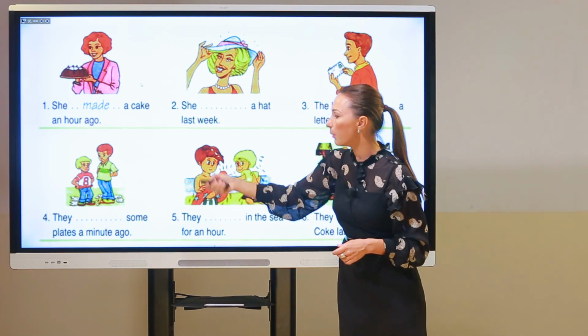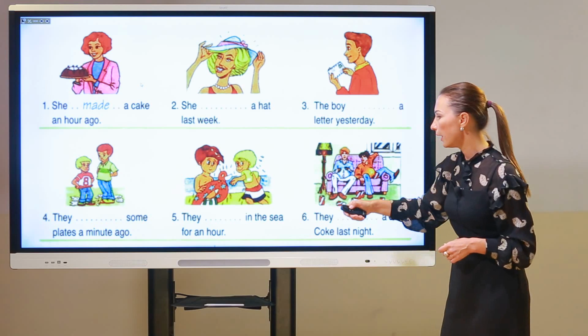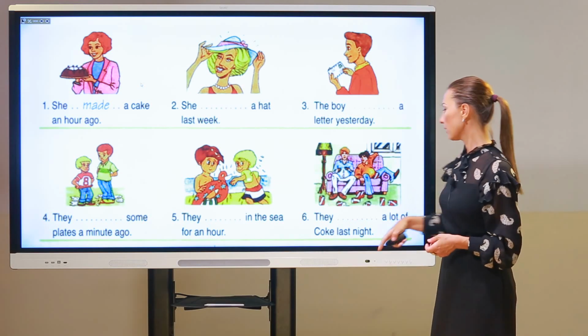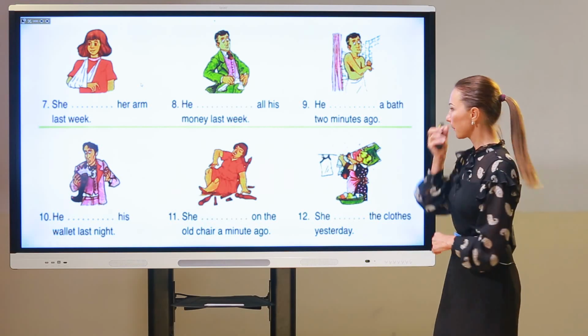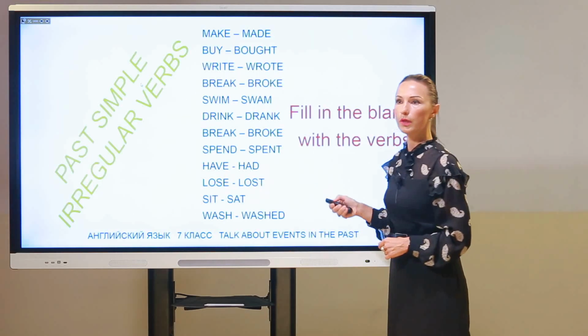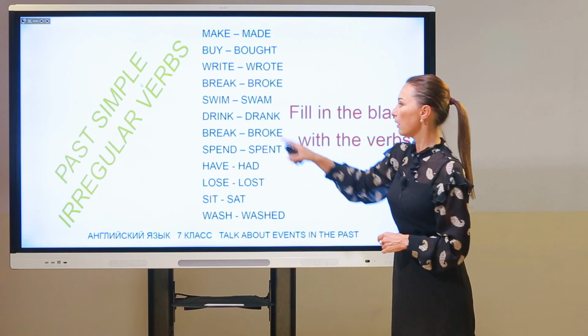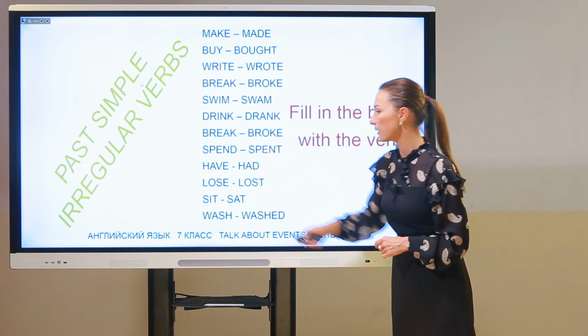What did they do? They broke some plates. They swam in the sea. And they drank a lot of Coke. Good, next one. Do you have to remember these verbs? Break, spend, have, lose, sit, and wash.